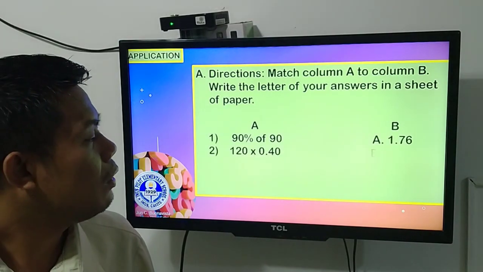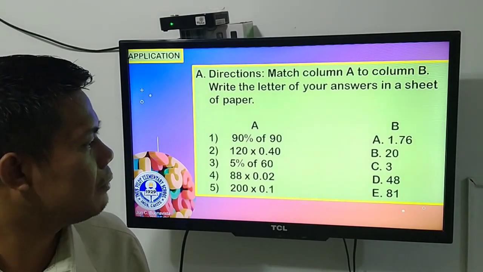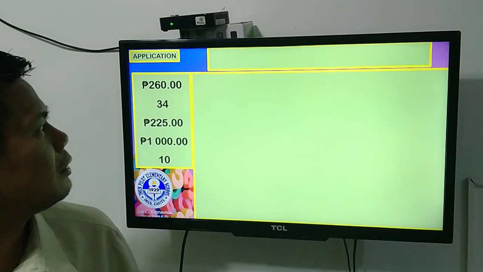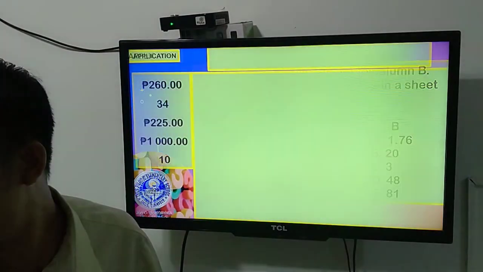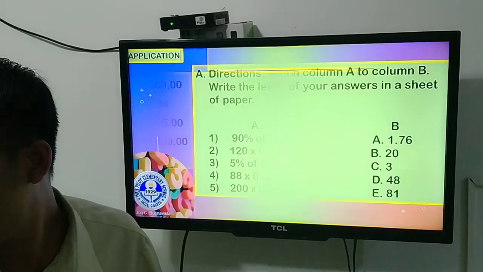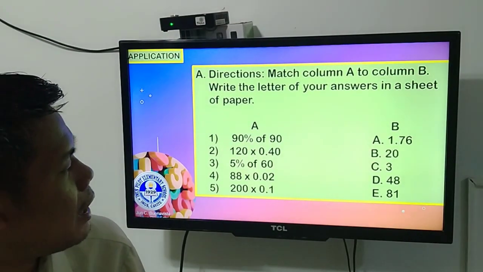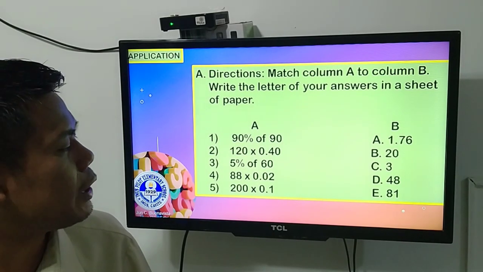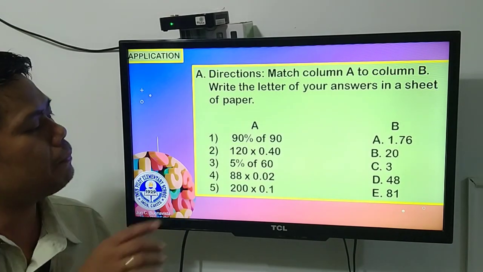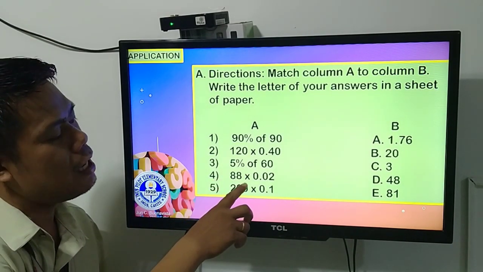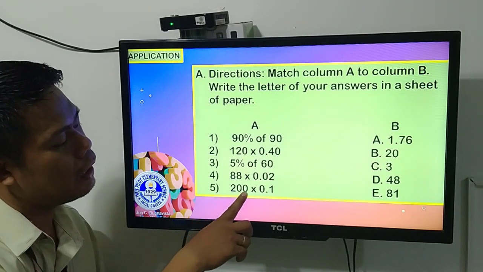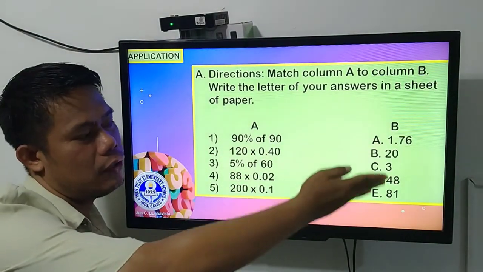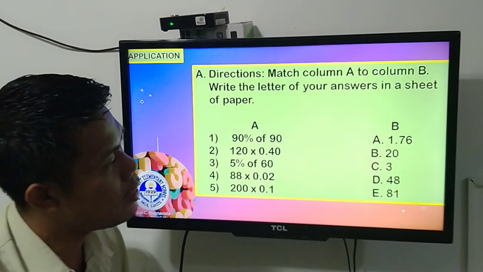Column A, column B. Okay. So column A, we have 90% of 90. Number 2, 120 times 40%, 40 hundredths. Number 3, 5% of 60. Number 4, 88 times 2 hundredths. Number 5, 200 times 1/10. 1/10 yan, 10. So you are going to select your answer from the given choices.